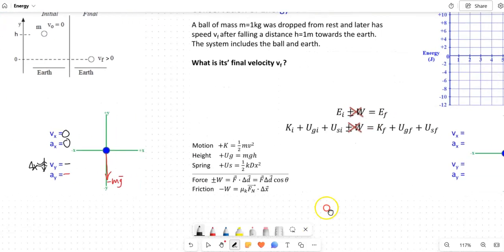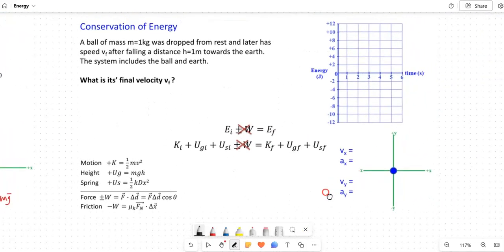Now, let's put some numbers into this and take a look at this. All right. So, same problem. We're going to raise a ball up 1 meter off the floor, hold it in place, and this ball is 1 kilogram, and then we're going to let it go. All right. And then we want to see how fast it's moving right before it hits the floor. Okay. Now, here's the procedure.